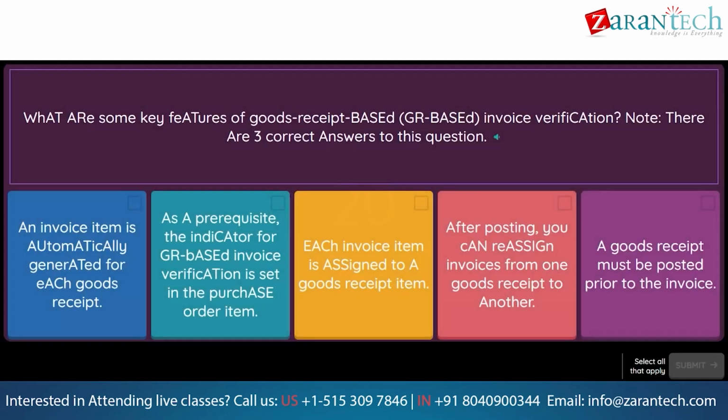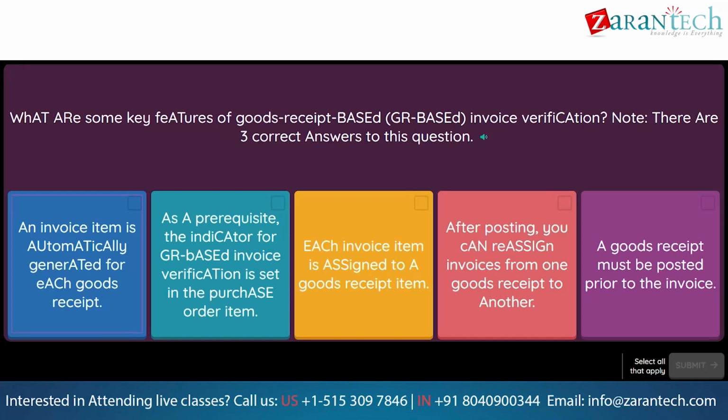Question: What are some key features of goods receipt-based, GR-based, invoice verification? Note, there are 3 correct answers to this question. Option 1: An invoice item is automatically generated for each goods receipt. Option 2: As a prerequisite, the indicator for GR-based invoice verification is set in the purchase order item.